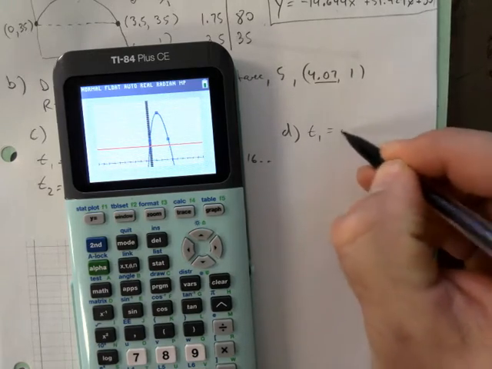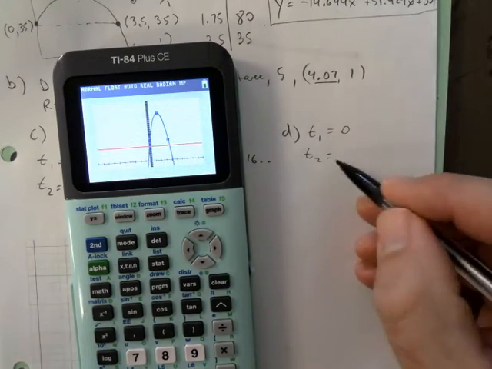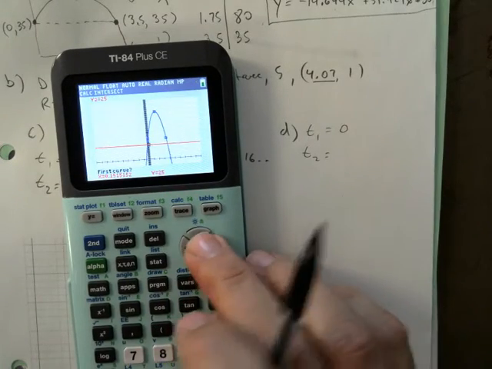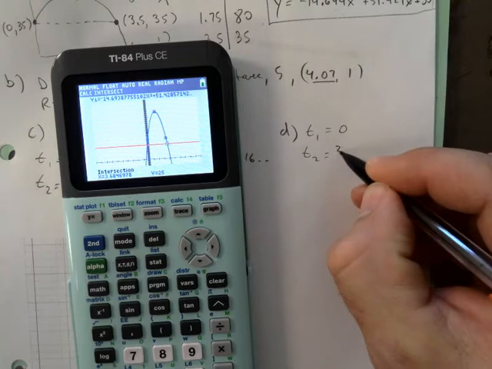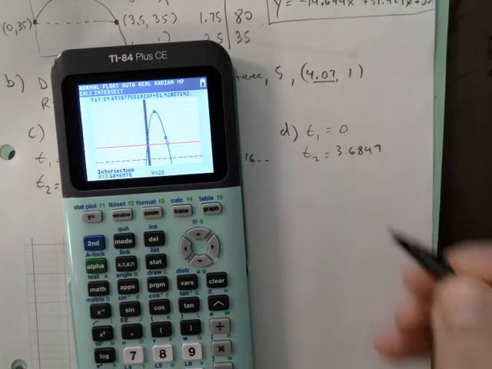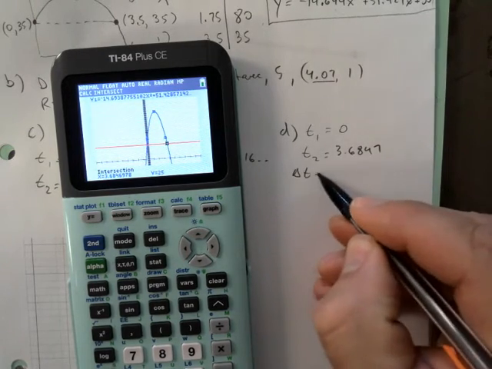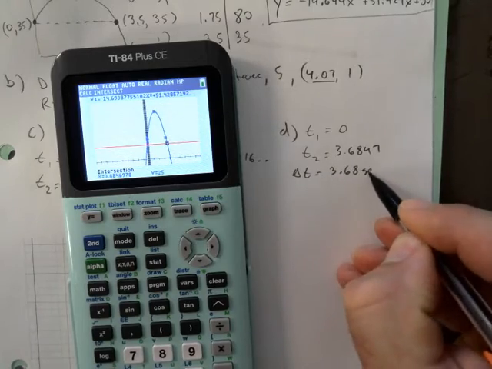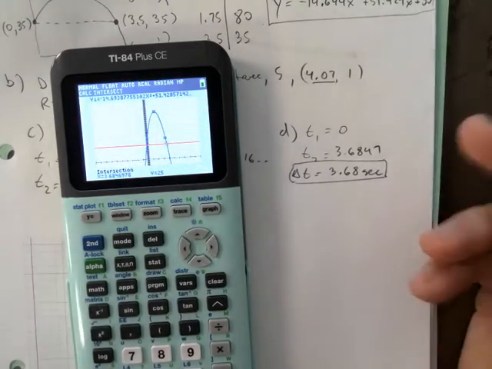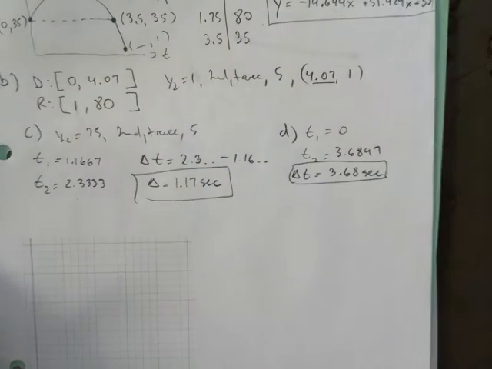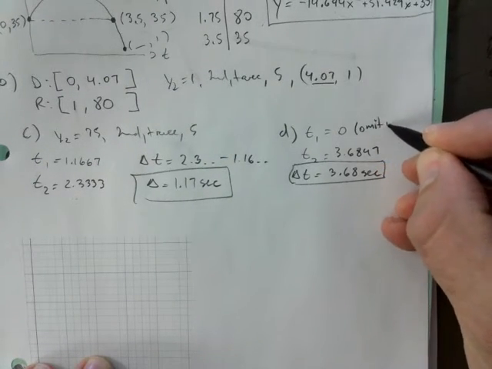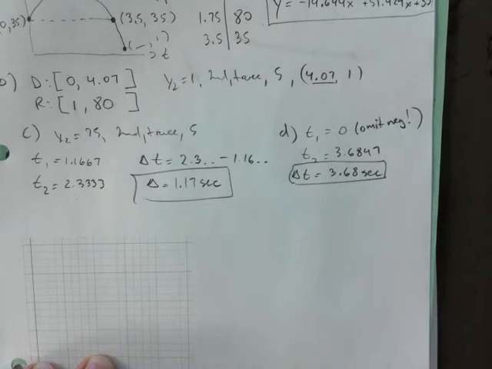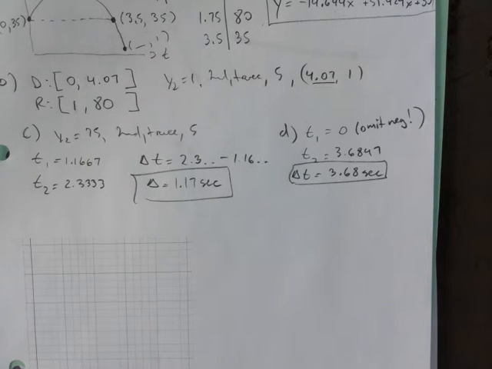Let's do this. Time 1 is 0. Time 2 is 3.6847, right? So you're subtracting, so delta time is just 3.68 seconds, right? No need to subtract with 0, but really that's all you're doing. Omit negative, right? You would not be using the negative on the other side, right? And the negative time.